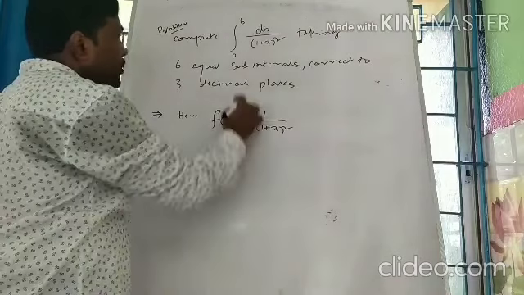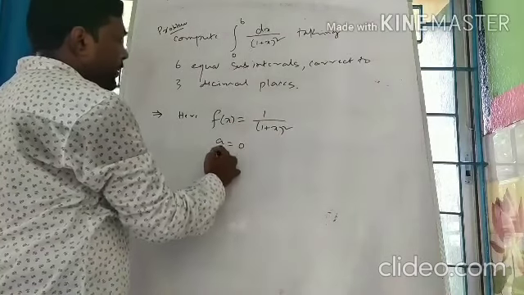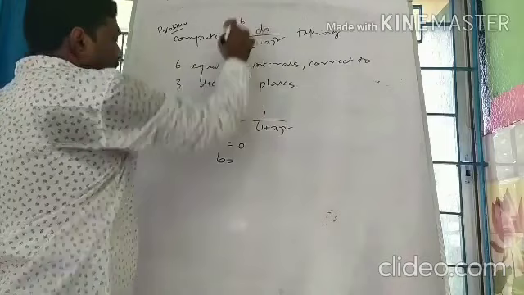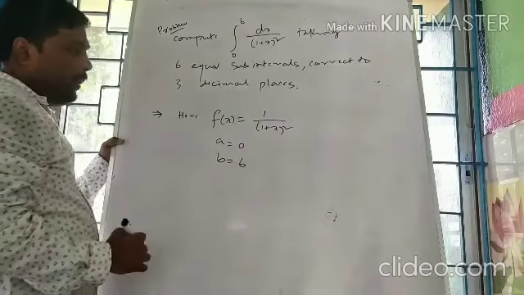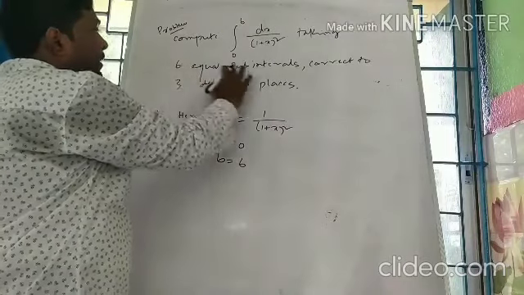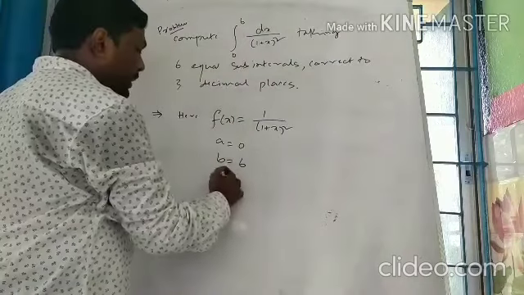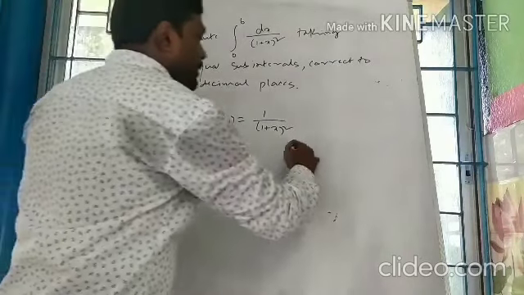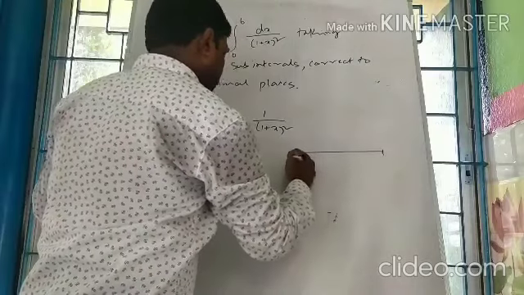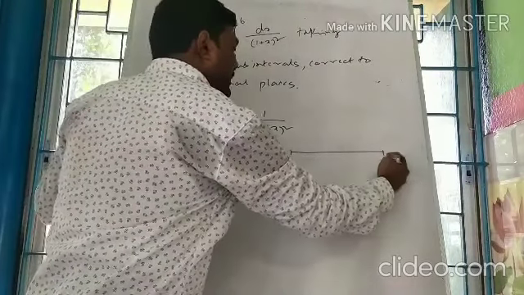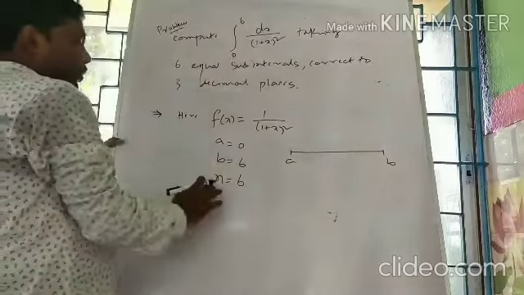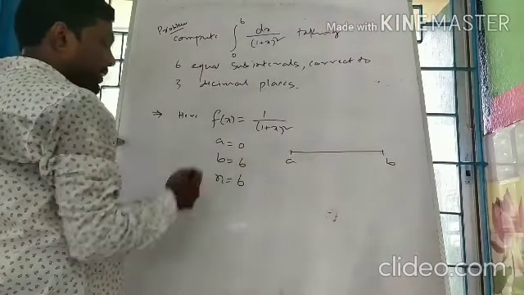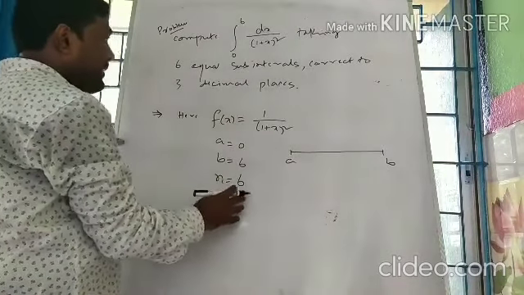Now a is 0, b is 6, and the number of subintervals n is given as 6. This point is a, this point is b. The number of subintervals n is 6, which is an even number, so you can apply Simpson's 1/3 rule.